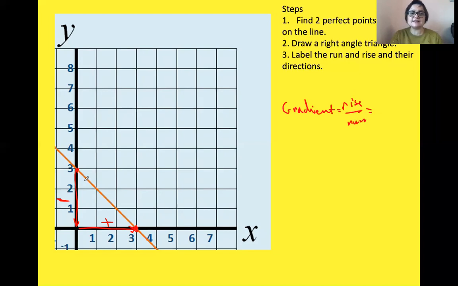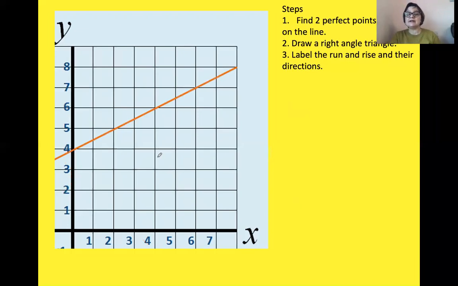equals, so let's count the units, 1, 2, 3, or the squares, if you want to call them like that. So negative 3 over, and then this is the run, 1, 2, 3, positive 3. And so the answer is going to be -1.